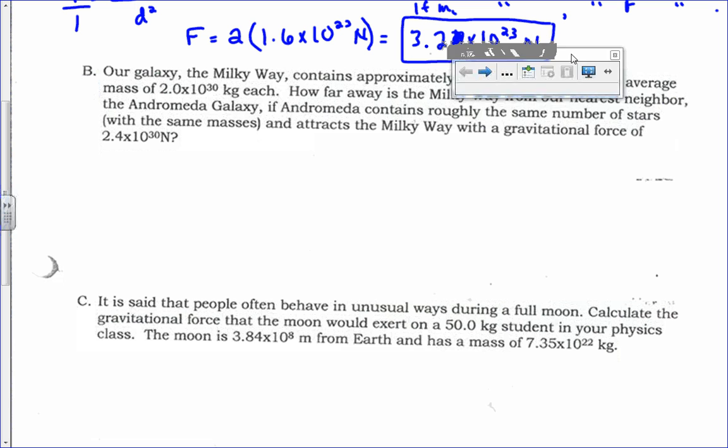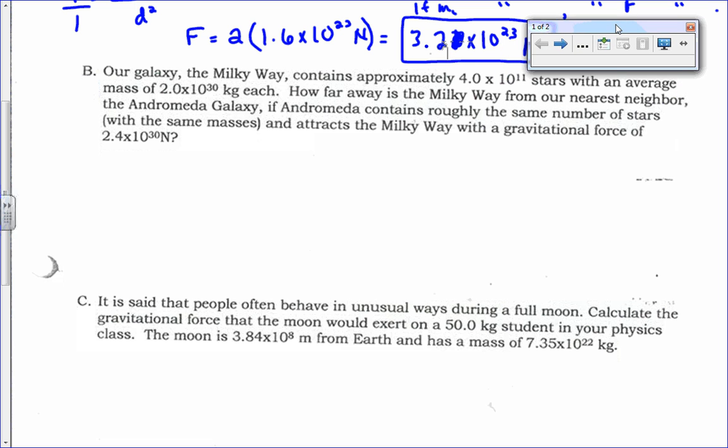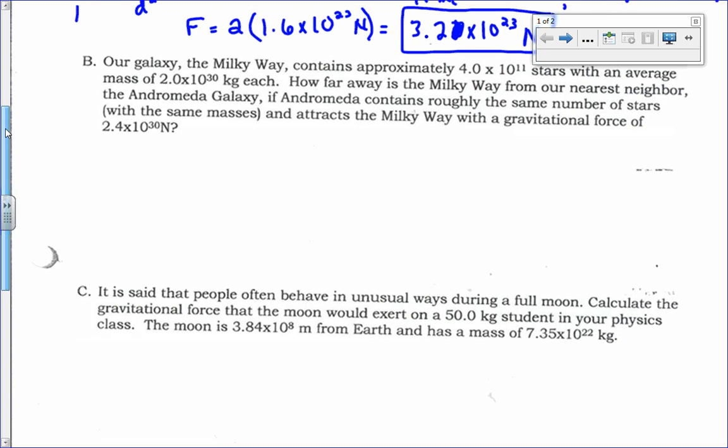Now let's look at the next one. And this is the last one we're going to do today. We're only going to do A and B today. We'll do C tomorrow.